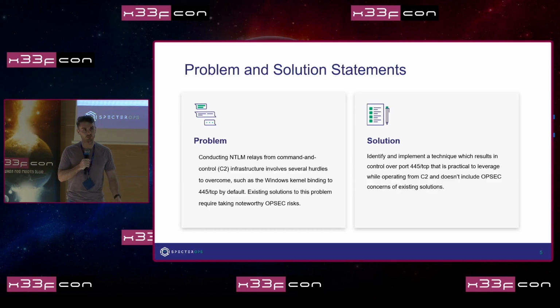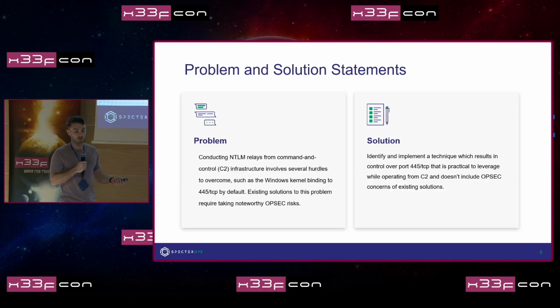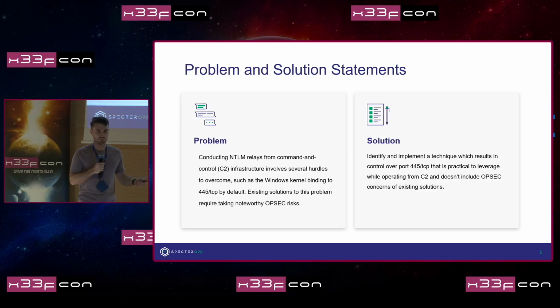There are existing solutions to the problem, but none of them are incredibly straightforward. All of them, like most other things, come with associated operational security risks. The solution that will hopefully come from this is a way to take control of the port that we're interested in for SMB-related NTLM relay attacks, but with hopefully some of the OPSEC concerns eliminated.